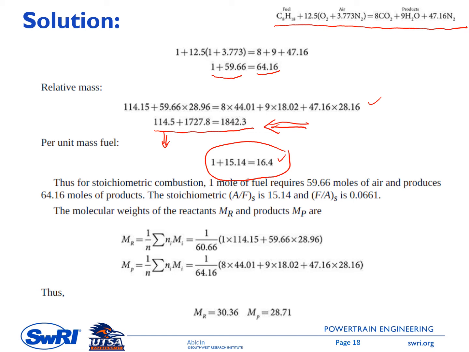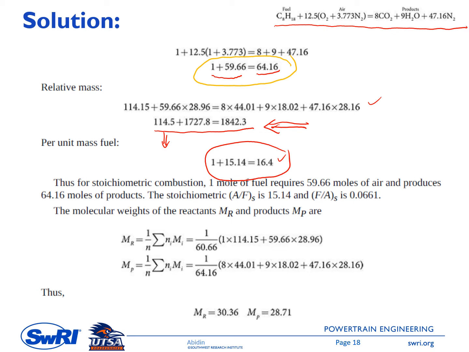So thus, for stoichiometric combustion, in this case you have 1 mole of fuel requiring 59.6 mole of air from this reaction. So you can see there that 1 mole of fuel requires 59.66 mole of air and produces 64.16 moles of the product.